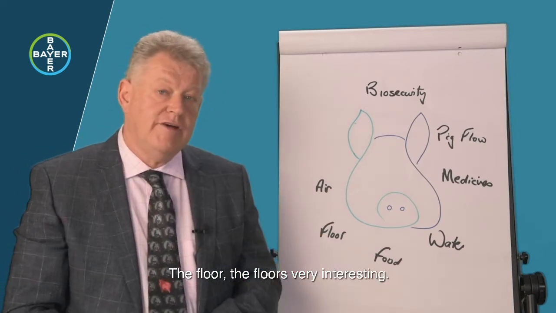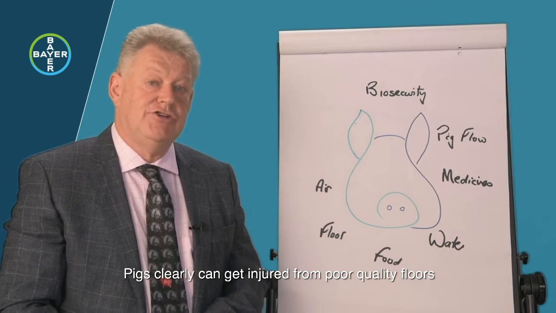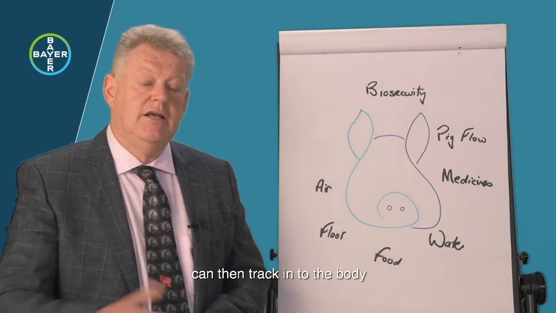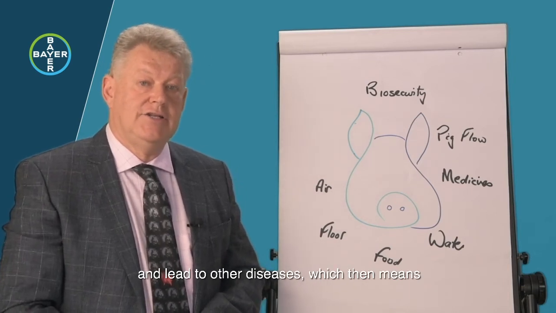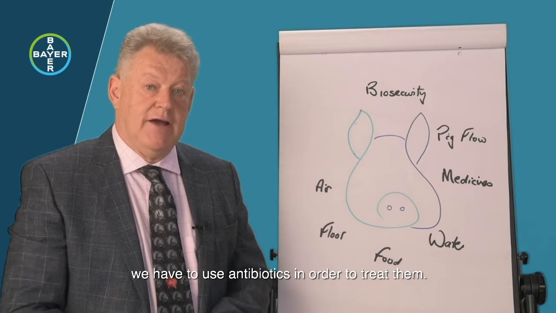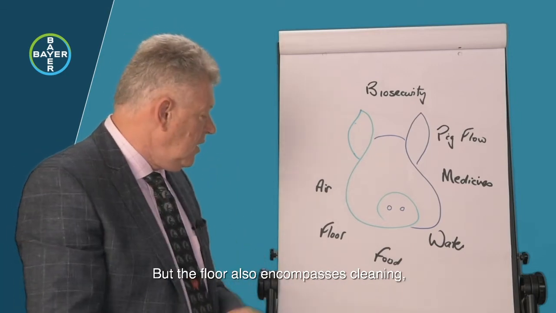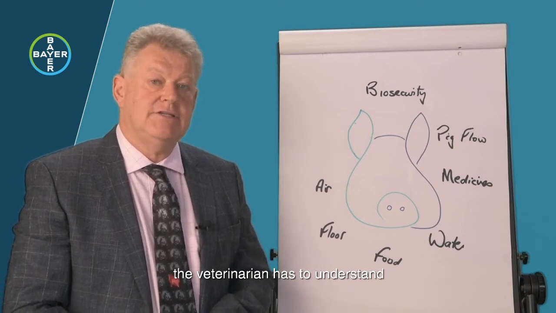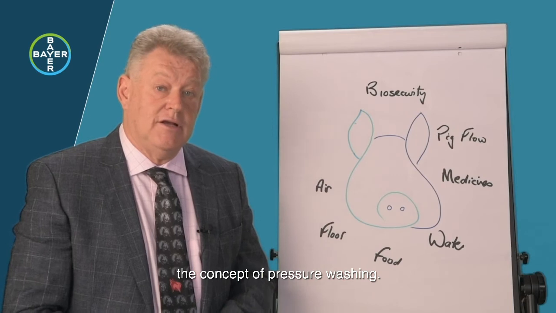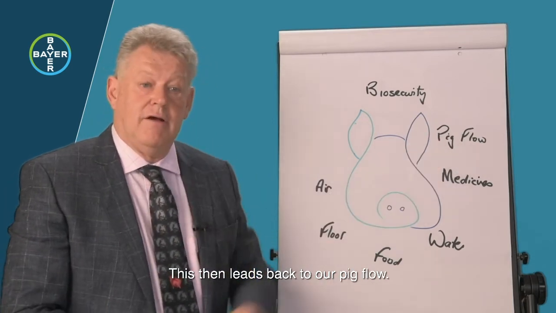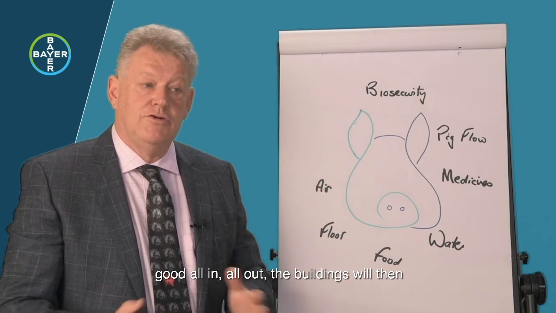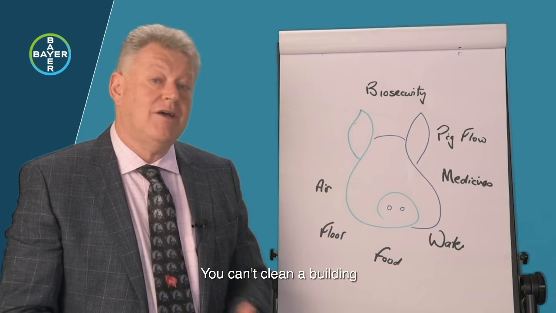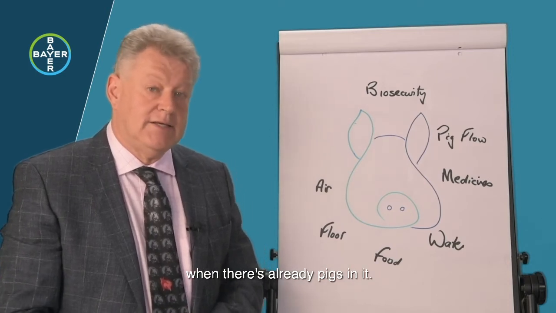The floor is very interesting. Pigs clearly can get injured from poor quality floors, and injuries to the feet and injuries to the skin can then track into the body and lead to other diseases, which then means that we have to use antibiotics in order to treat them. But the floor also encompasses cleaning. The veterinarian has to understand the concept of pressure washing. This then leads back to our pig flow. If you have good quality pig flow, good all in, all out, the buildings will then be empty of pigs so that you can clean. You can't clean a building when there's already pigs in it.